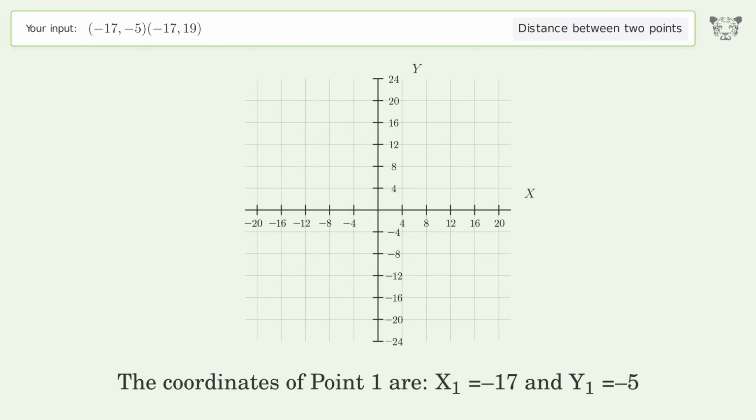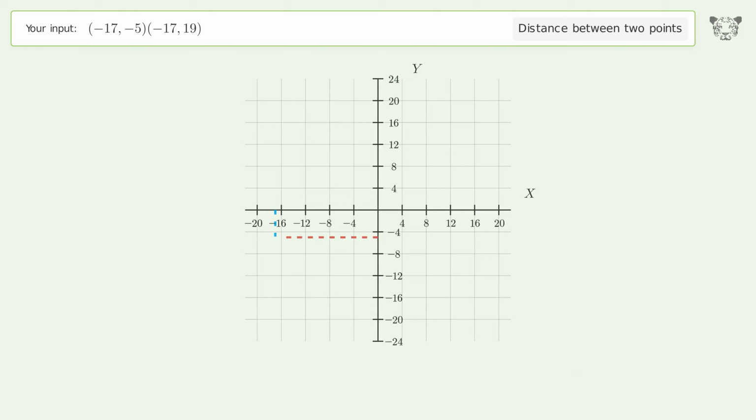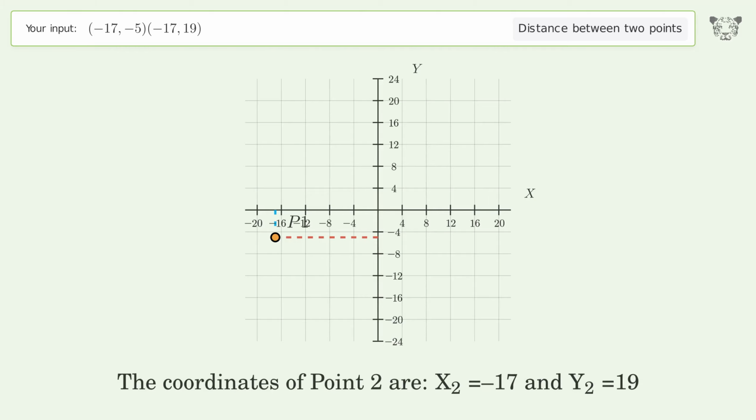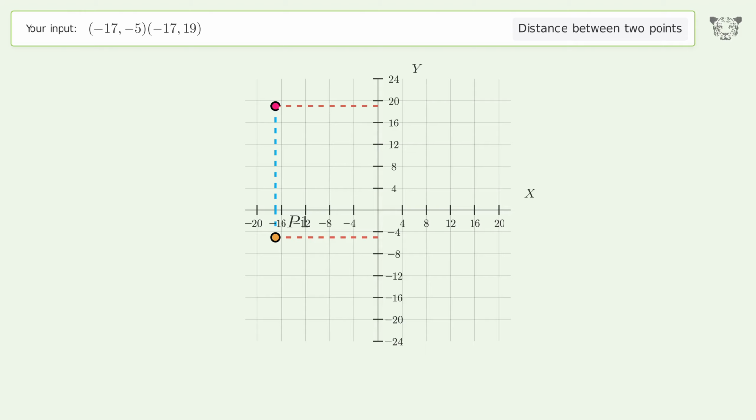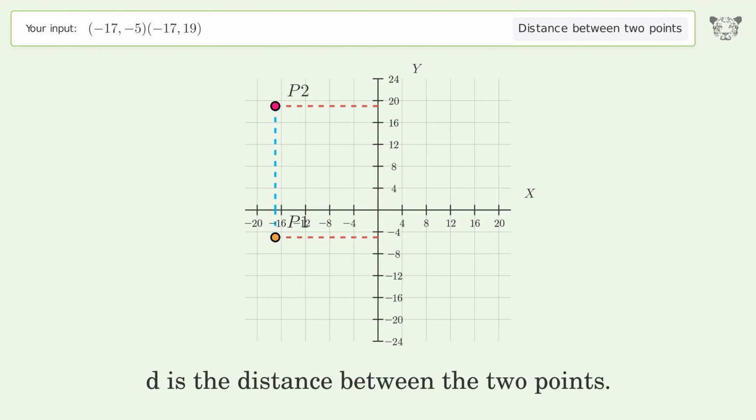The coordinates of point 1 are, x1 equals -17 and y1 equals -5. The coordinates of point 2 are, x2 equals -17 and y2 equals 19. D is the distance between the 2 points.